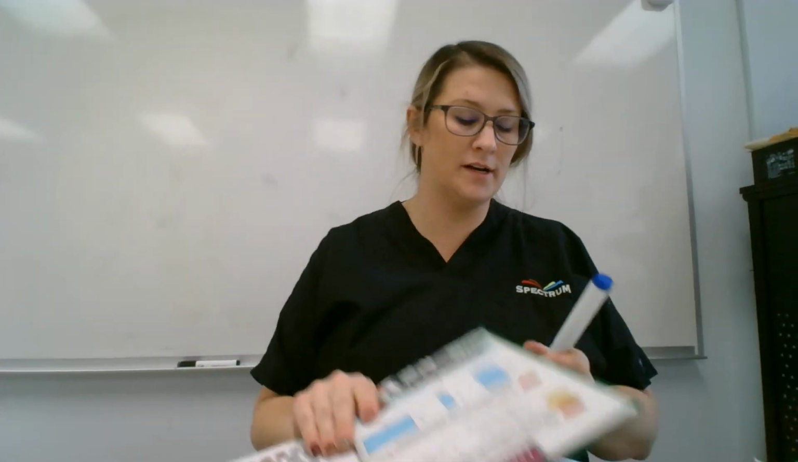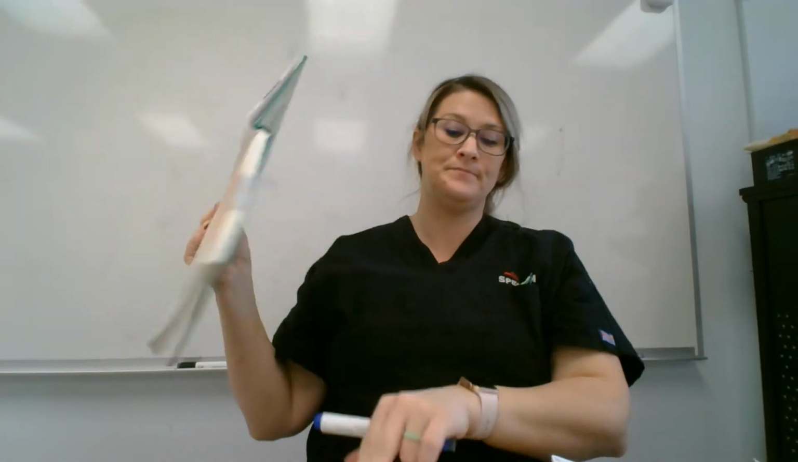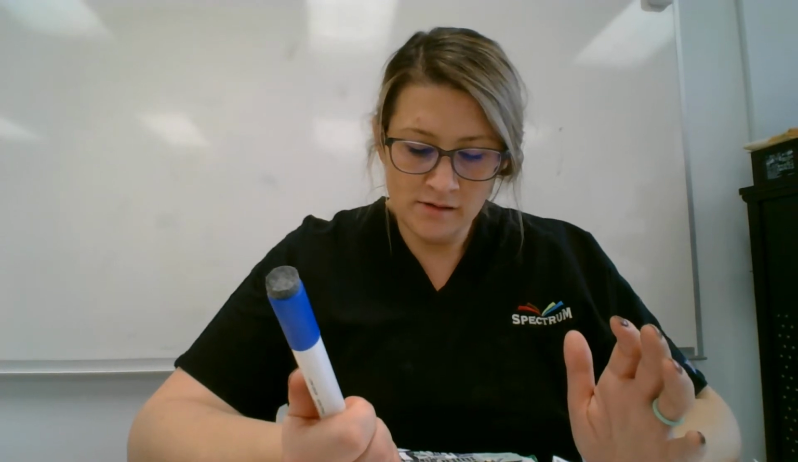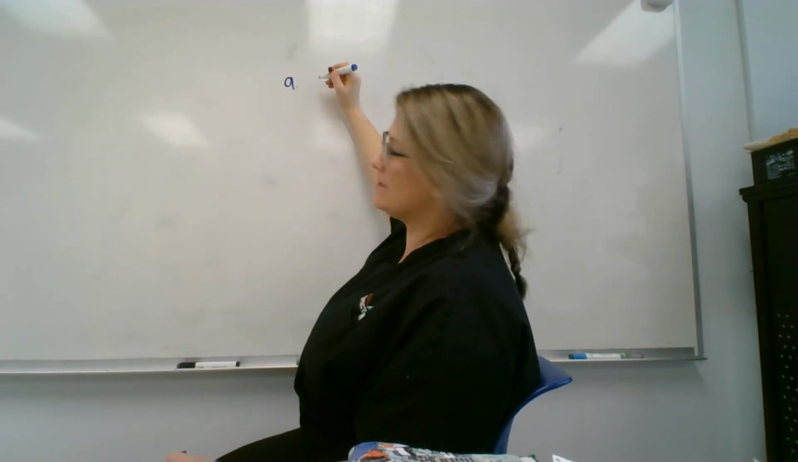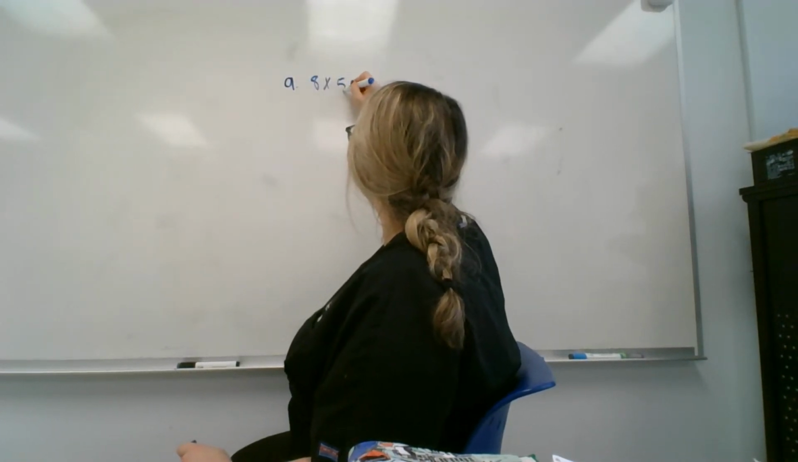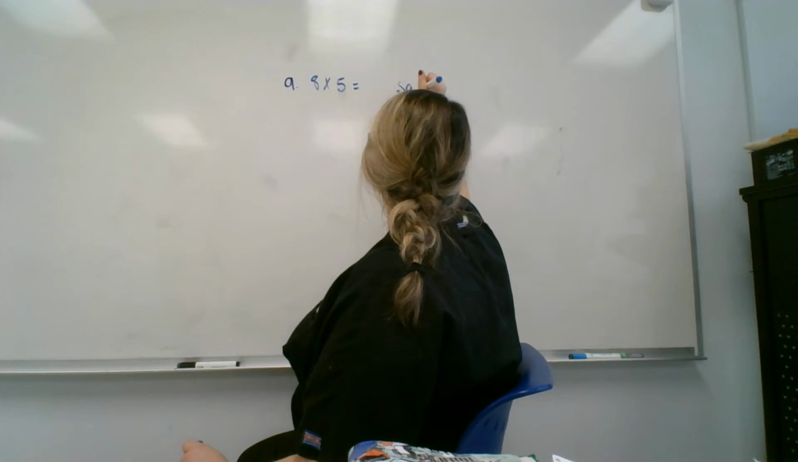Part 2 in your textbook looks like this. For each rectangle, you'll write the number you know how to count by, which means you can count by 5s, you can count by 2s, you can count by, well, we've learned how to count by 9s, but let's just go ahead and write the number sentence. So for A, my number sentence is going to be the sides 8 times 5 equals blank, and my label is square miles.